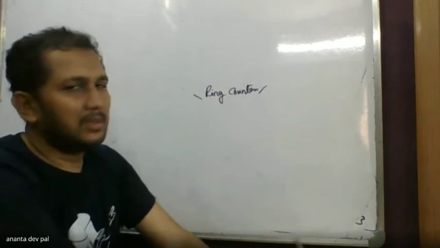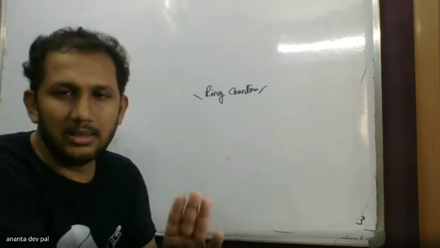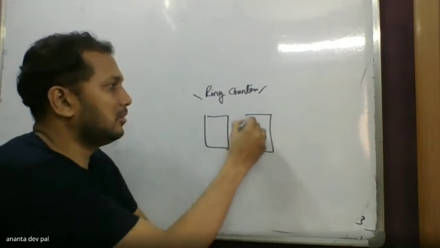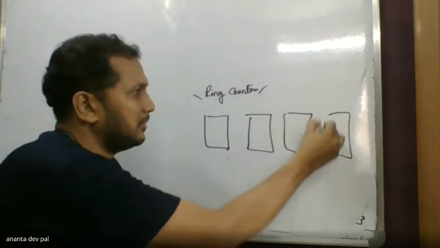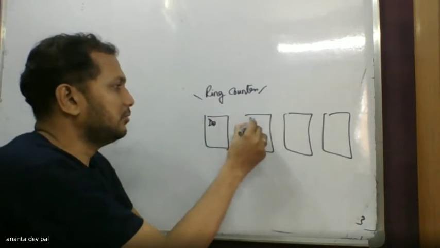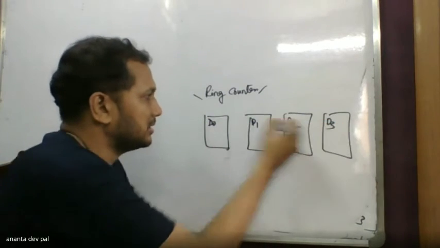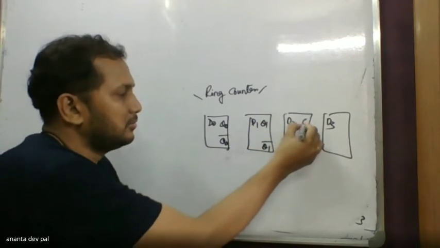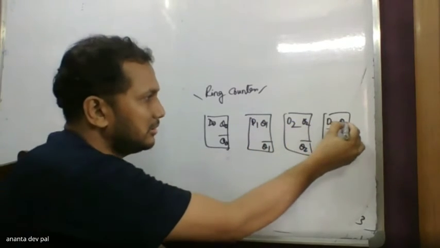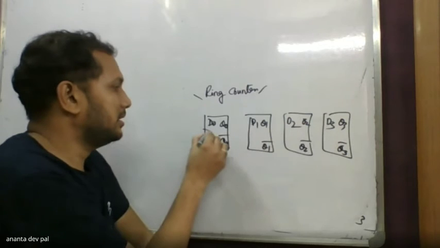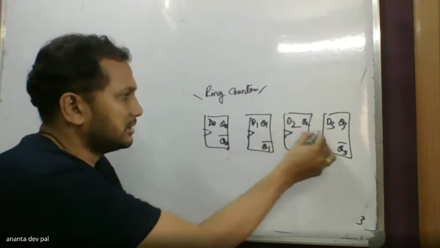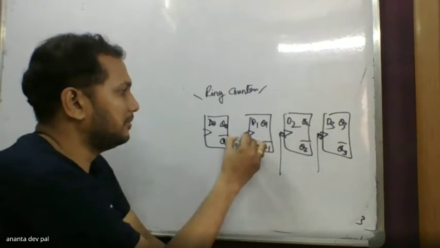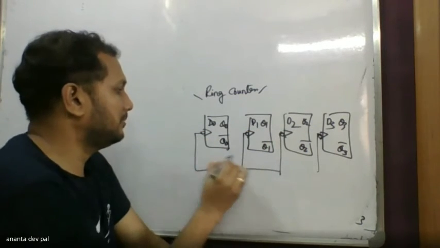First of all, ring counter. It is one kind of register that is designed with the help of D flip flop or JK. Suppose these are the D flip flops, D0, D1, D2, D3, and these are Q0, Q0 bar, Q1, Q1 bar, Q2, Q2 bar, Q3, Q3 bar, and there is a synchronous clock pulse, and all are negative edge triggering flip flops.